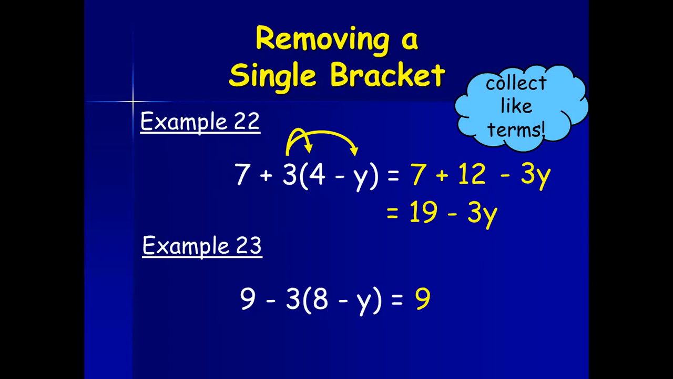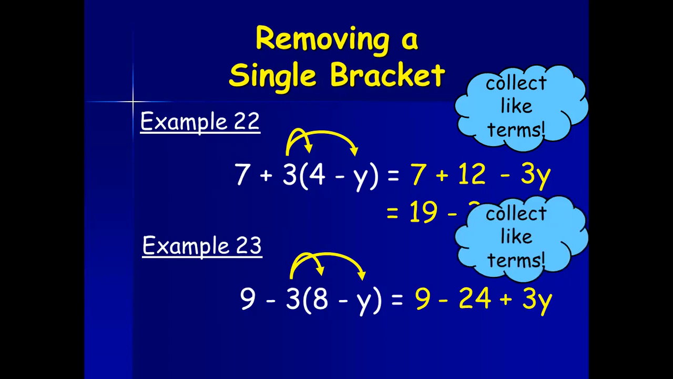9 will stay as it is because I have to do multiplication first. Negative 3 multiplied by 8, that's negative 24. Negative 3 multiplied by negative y, negative multiply negative will be positive, so that will be 3y. What do I do after that? Collect the like terms. Excellent. So what are the like terms? 9 minus 24. Same sign or different sign? 9 is positive, 24 is negative, so they are different signs. I will subtract. So my answer is negative 15 plus 3y.